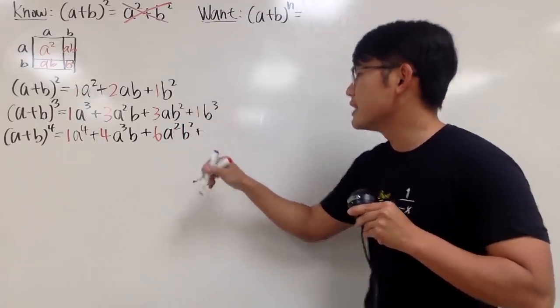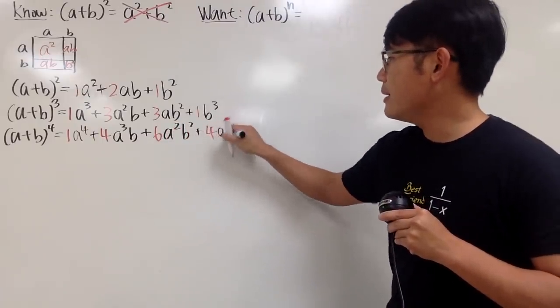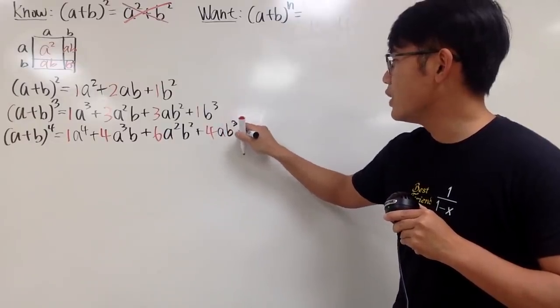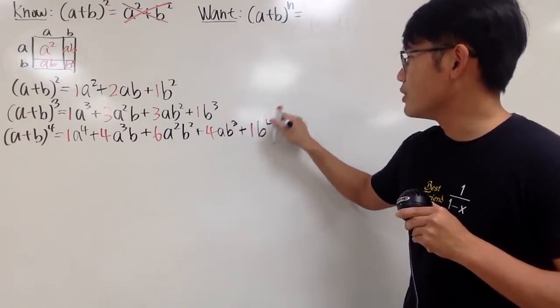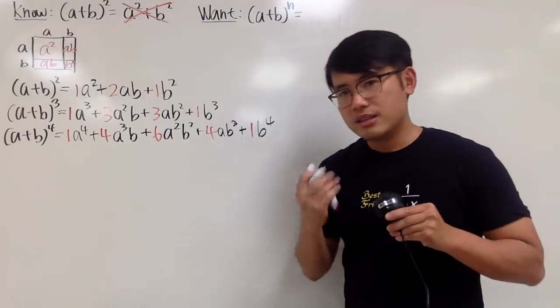And then we add 4ab to the third power. And lastly, we add 1b to the fourth power. Some of you guys might see the pattern.